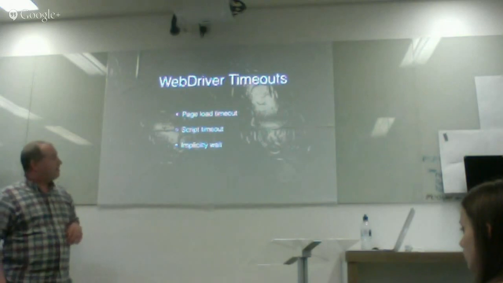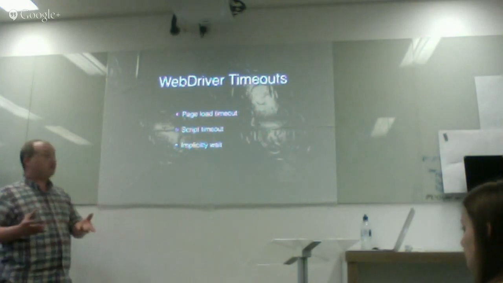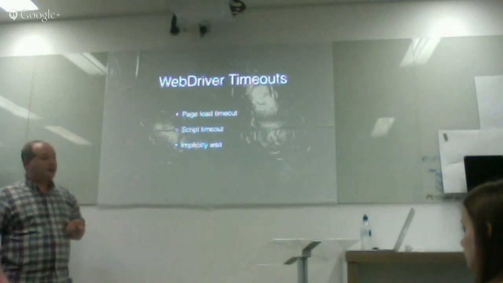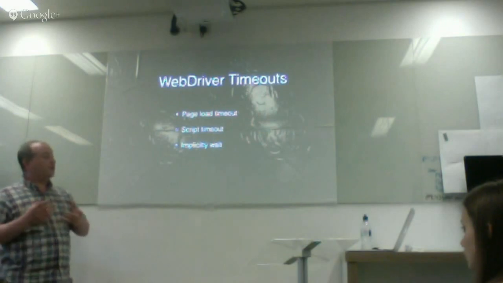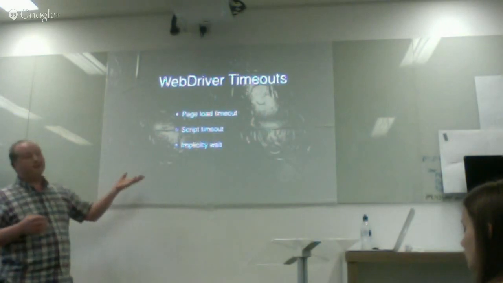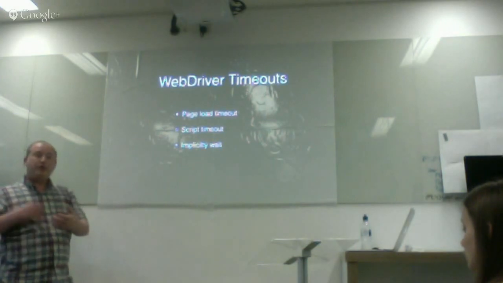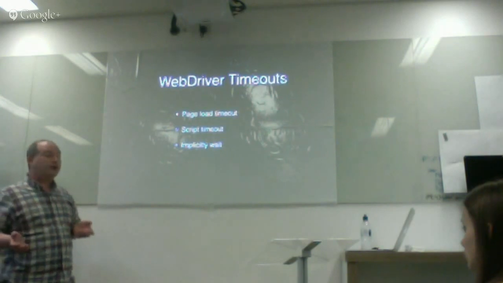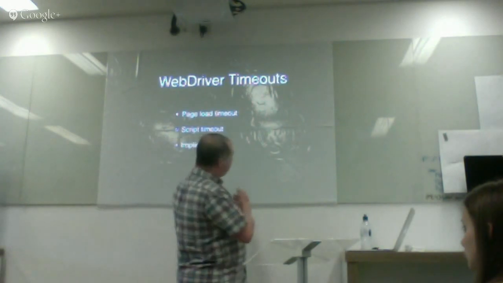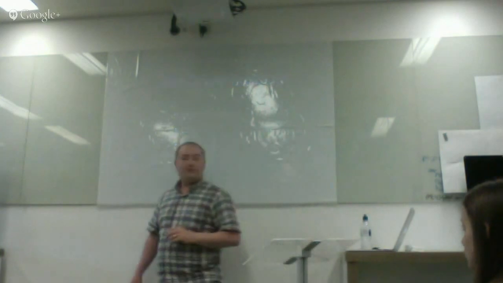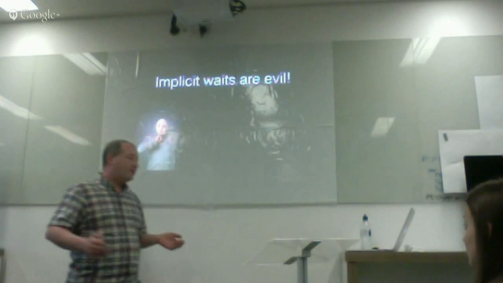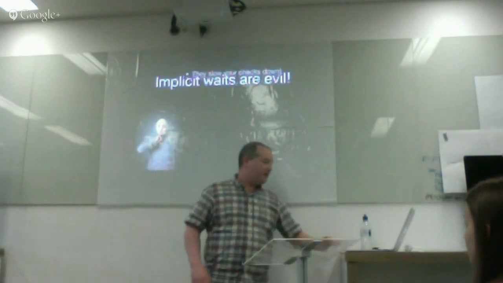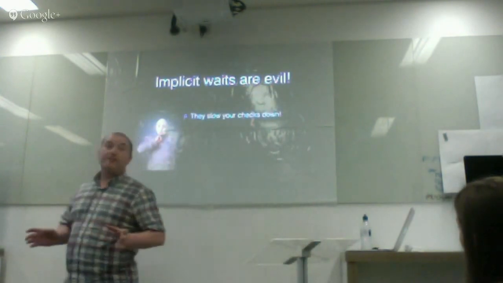And the final one is an implicit wait. So the implicit wait, when you set up a driver object, it will start waiting for elements to appear on the screen. So if you're trying to find an element, for example, and you set an implicit wait for 15 seconds, you'll wait up to 15 seconds for that element to appear. The thing about implicit waits is that they're evil. So why are they evil? Well, the first thing they do is they slow your tests down.